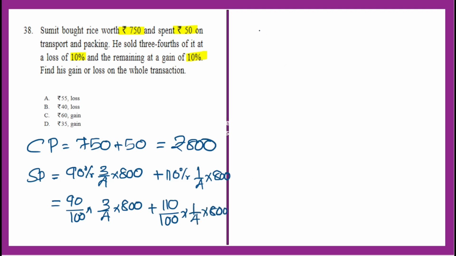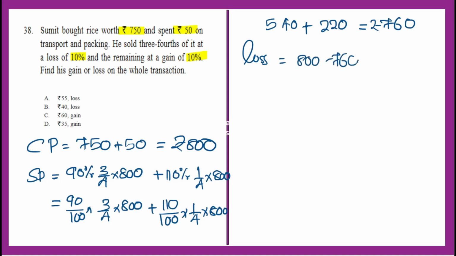After simplification, 540 plus 220 equals 760. Here cost price is greater than sale price. Therefore, his loss equals 800 minus 760 equals rupees 40.